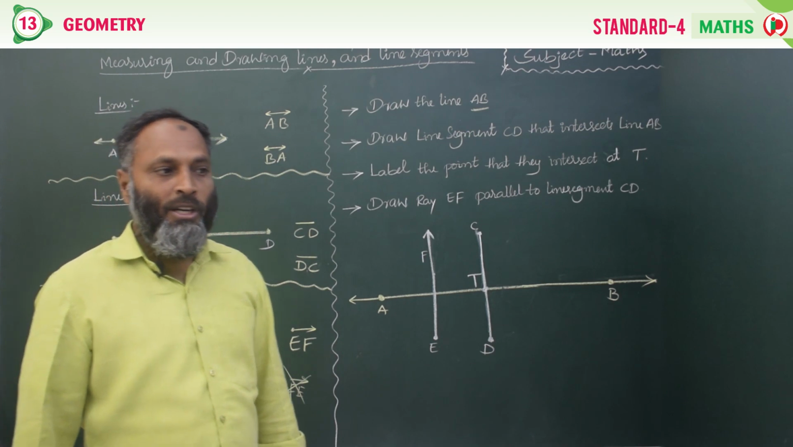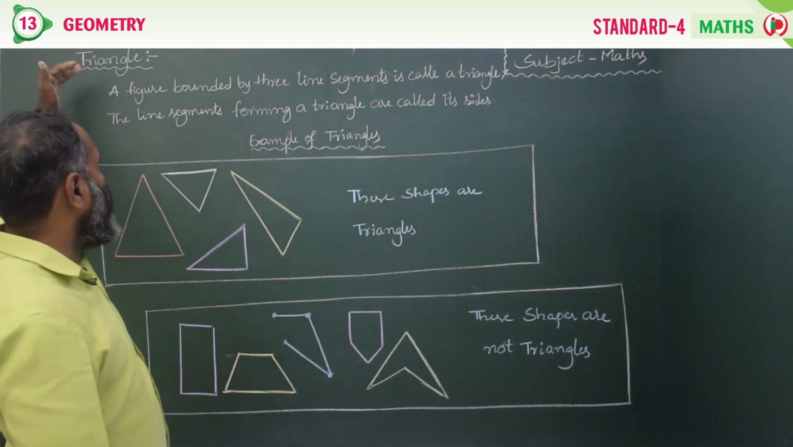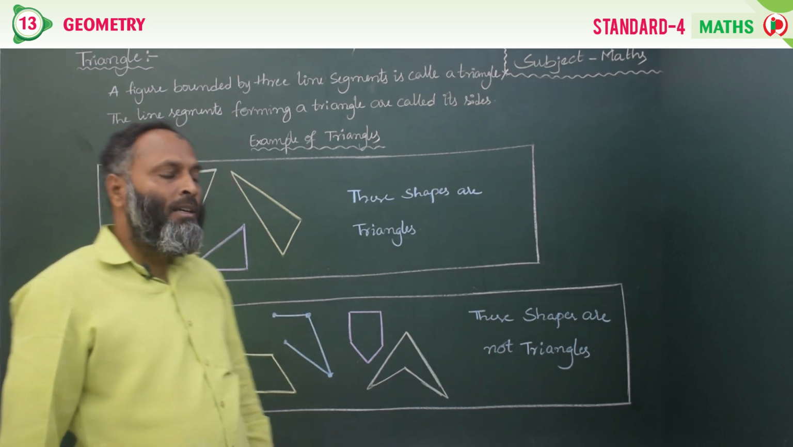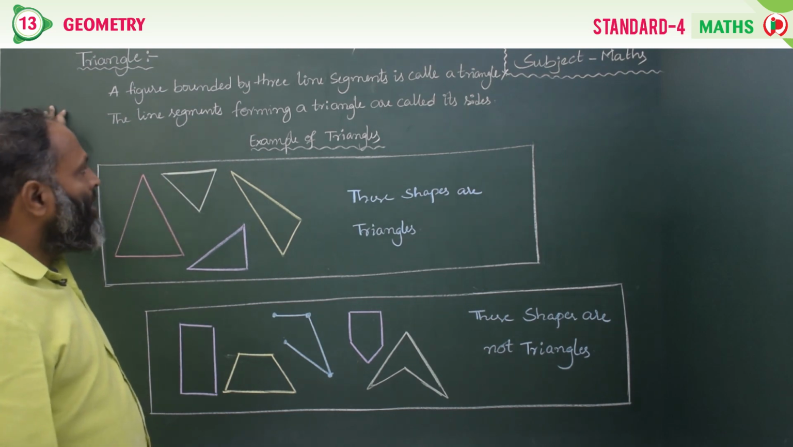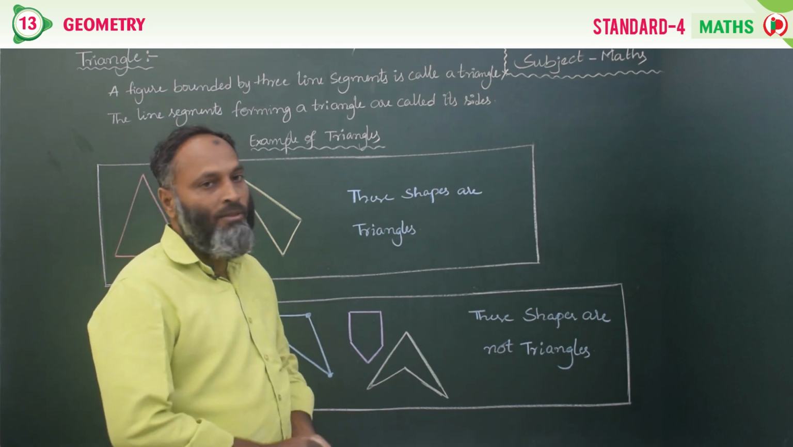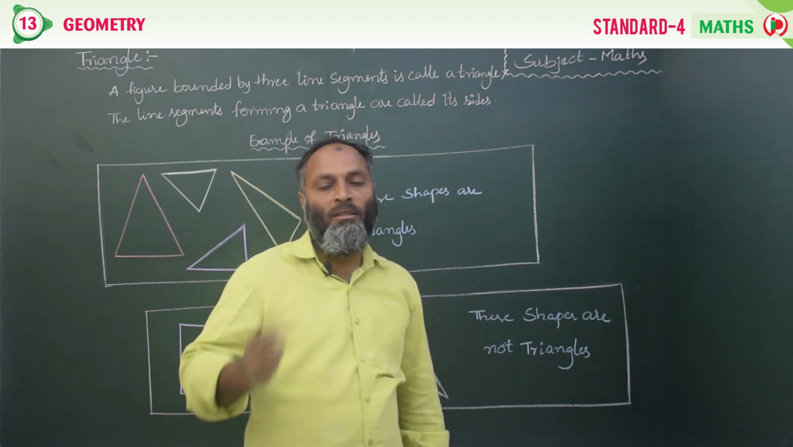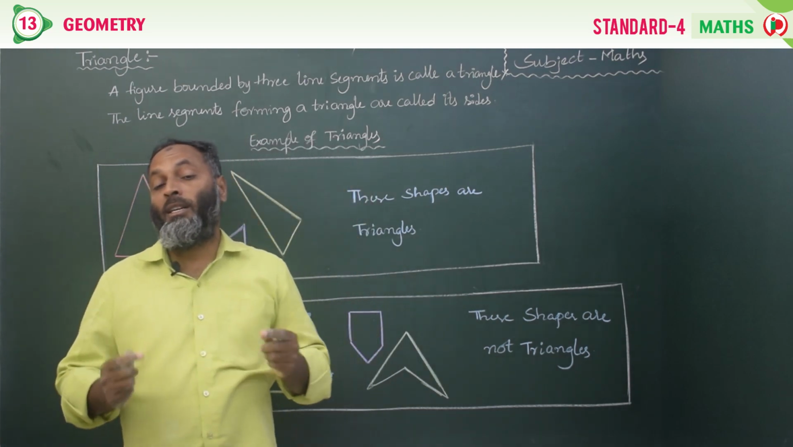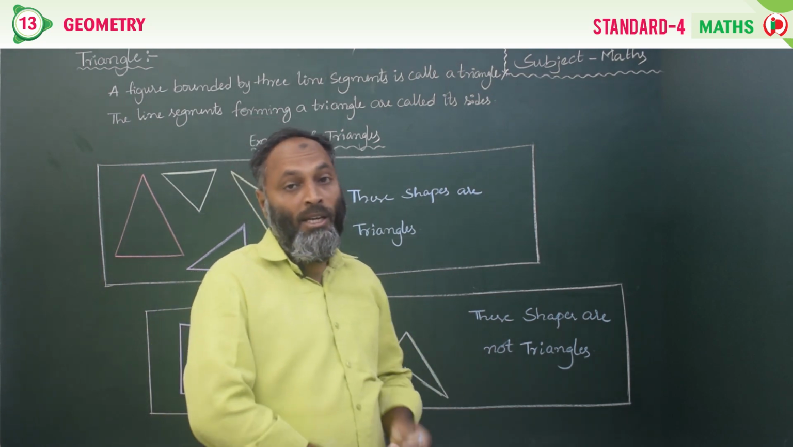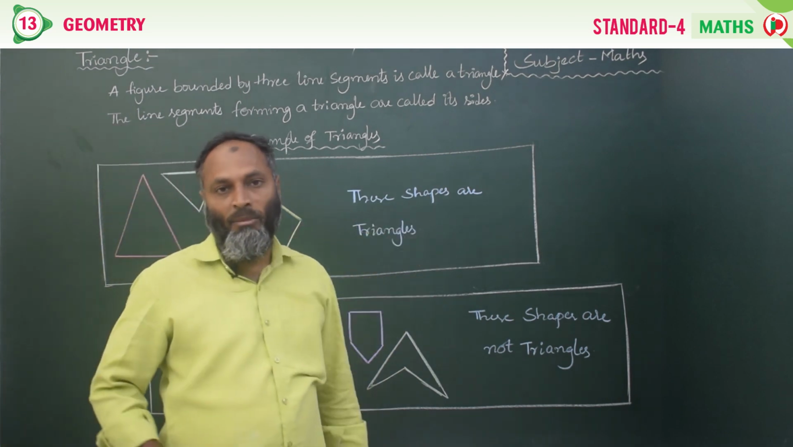Okay students, now the next concept. We are going to learn about triangles. What is a triangle? A figure bounded by 3 line segments is called a triangle. The triangle is also a polygon, a three-sided closed geometrical figure. 3 sides means 3 line segments.